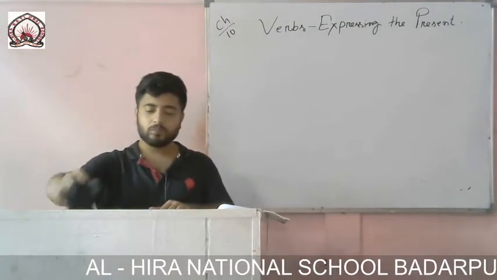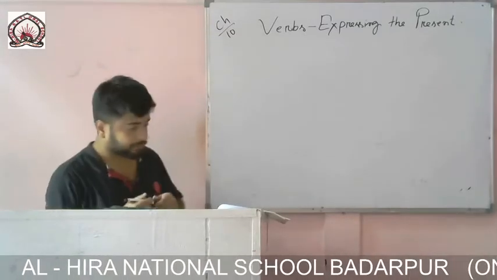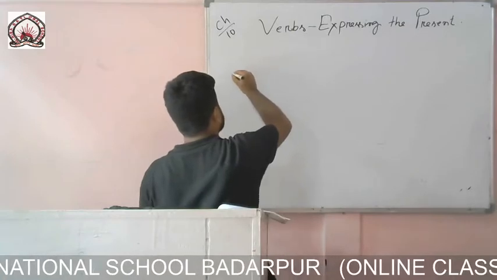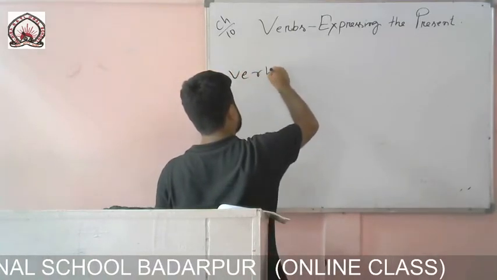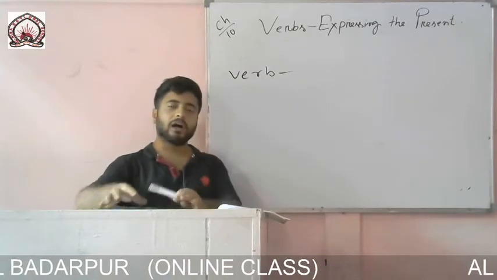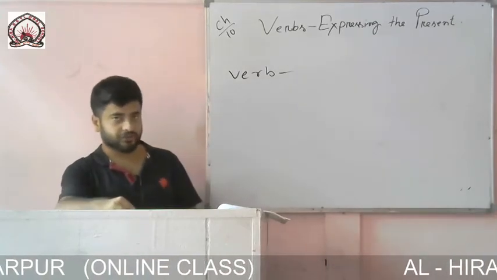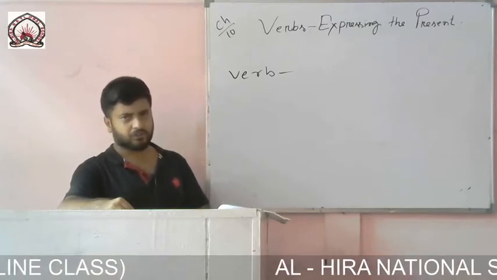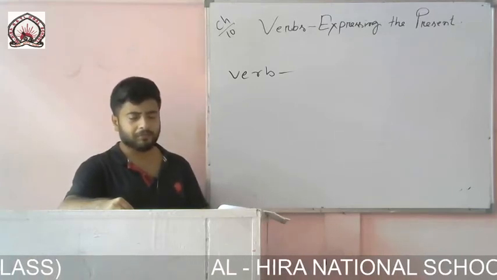So, what is a verb? The first question is, what is a verb? V-E-R-B, verb. The word which denotes an action is called a verb. Action words are called verbs.